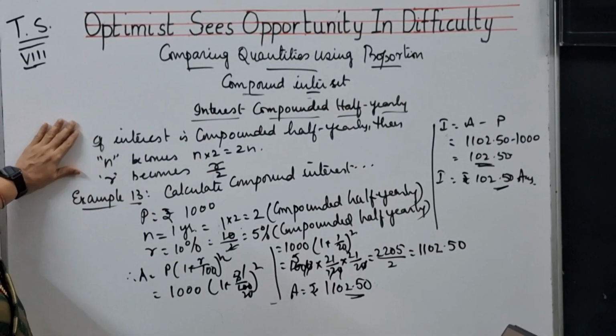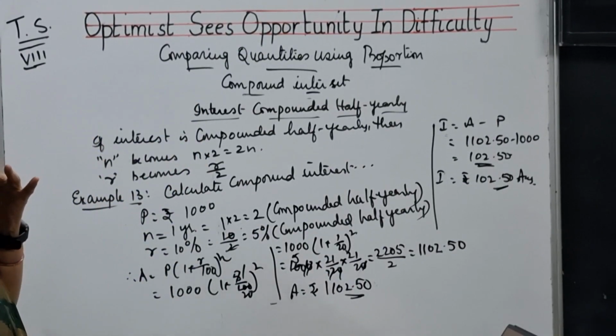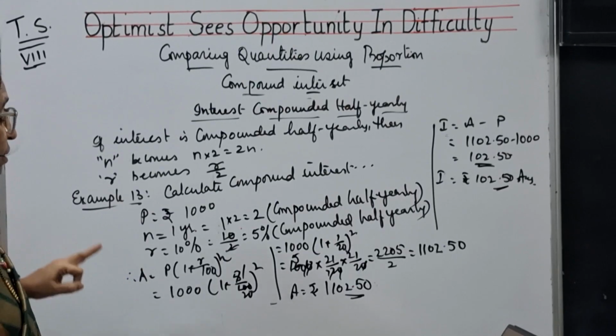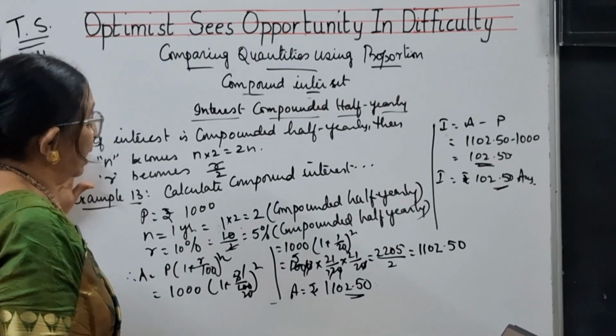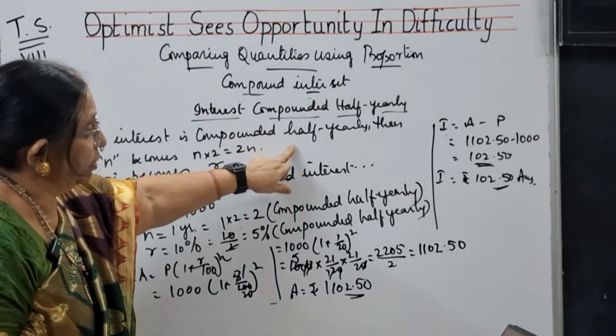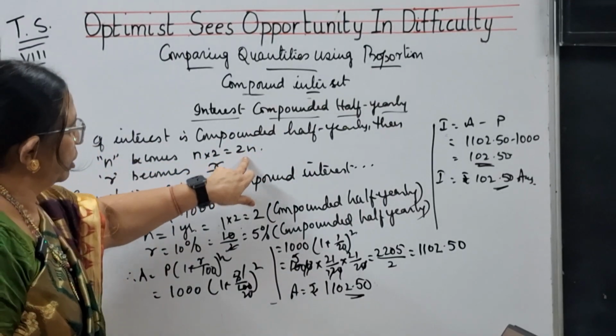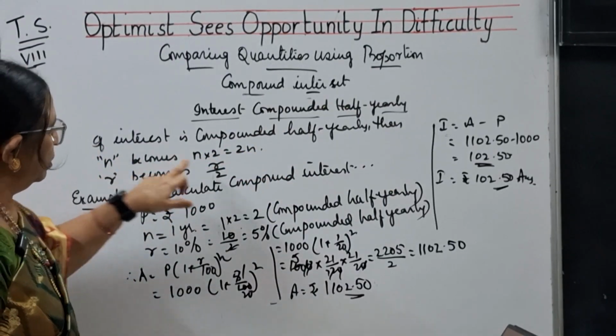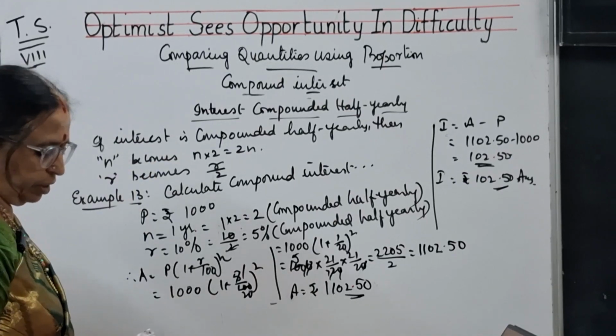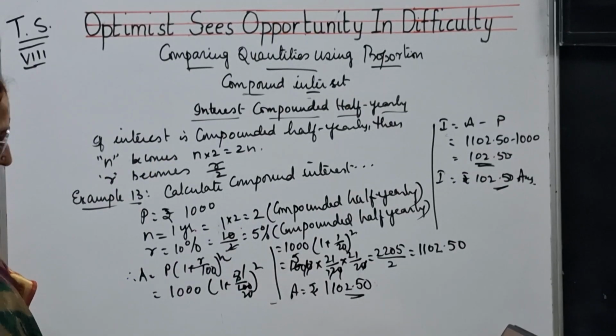This part you should understand. So when you are reading the sum, read very carefully. Is it compounded annually or half yearly? Half yearly means the n value you have to double it, the r value you have to reduce to half. Remember that. Please note down.